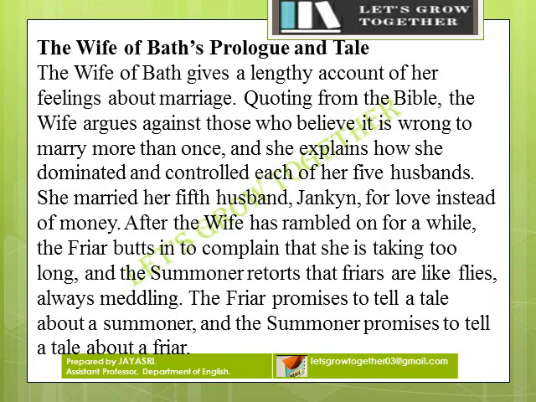The Wife of Bath's prologue and tale. The wife of Bath gives a lengthy account of her feelings about marriage. Quoting from the Bible, the wife argues against those who believe it is wrong to marry more than once, and she explains how she dominated and controlled each of her 5 husbands. She married her 5th husband, Jankin, for love instead of money.